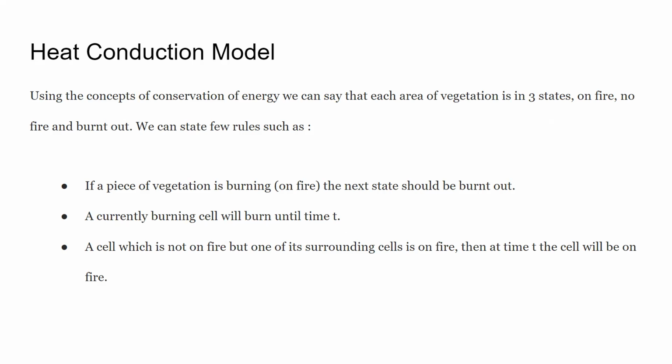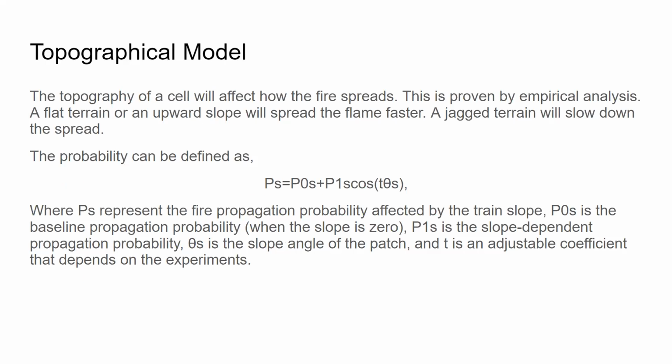In the heat conduction model, we follow the concept of conservation of energy. When we divide the forest area into cells, each cell can be in three states: it is either on fire, not on fire, or already burnt out. So we can establish a few rules. If a piece of land is burning, then it should eventually go to the burnt out or extinguished phase. If a cell is currently burning, it will eventually burn itself out in time t. And if a cell is not on fire and the surrounding cells are on fire, then at any time t, the next cell will be on fire. This is basically the heat conduction model.